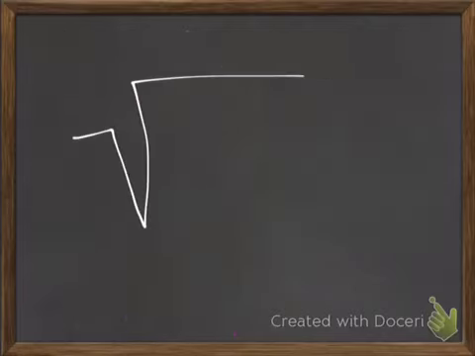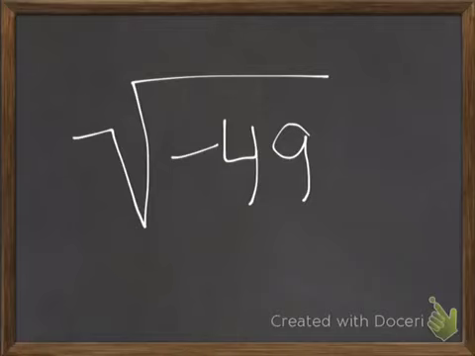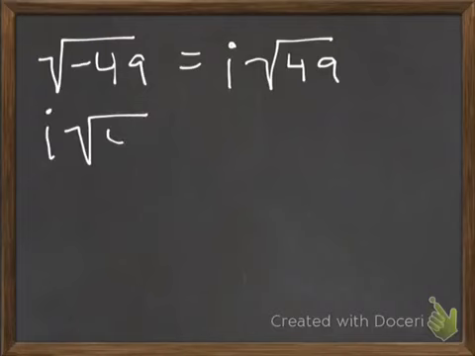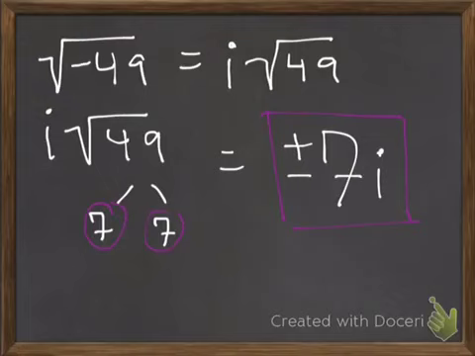Now you try. This example, we're going to use radical negative 49. Go ahead and pause the video and try it yourself. Now you should have gotten radical negative 49 to equal I radical 49. Then I radical 49 splits off into 7 and 7, and your final answer should have been plus or minus 7i.